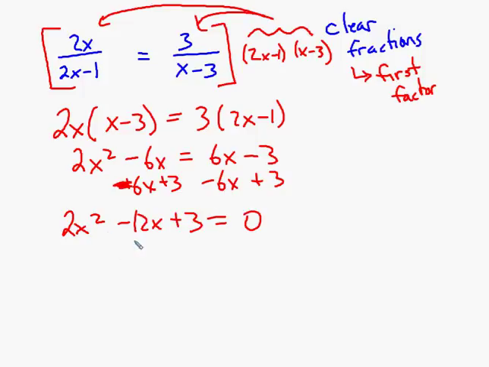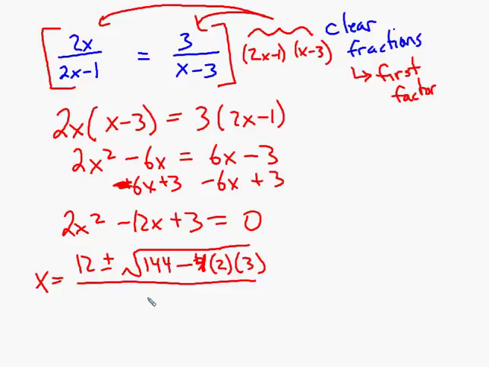Now, if we don't have a quadratic, then we aren't going to have to get it all to one side like that. We might leave the number on the other side. But now we have a quadratic, and I don't want to spend a lot of time trying to factor this. I go right to quadratic formula. So negative b plus or minus the square root of b squared. So that's going to be 144 minus 4 times 2 times 3 all over 2 times 2, 4. So I get 12 plus or minus the square root.